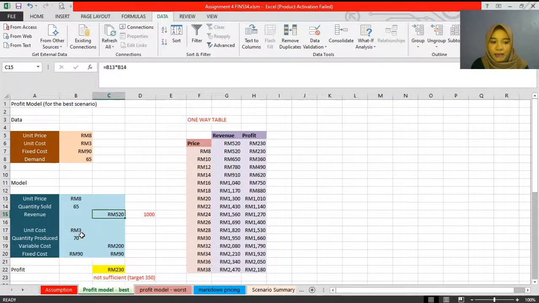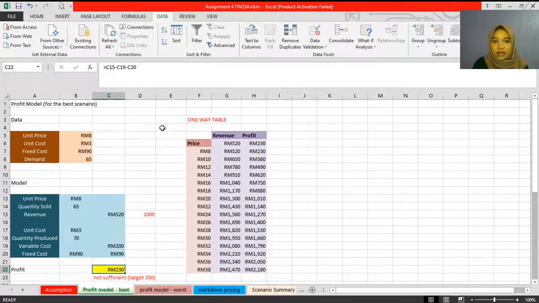For my profit, the unit cost is 3 ringgit and the quantity produced is 70 units. The variable cost is 200 ringgit and the fixed cost is 90 ringgit. From revenue I minus my variable cost and minus fixed cost, and then my profit is 230 ringgit, which is not sufficient, as my target is 350 ringgit.